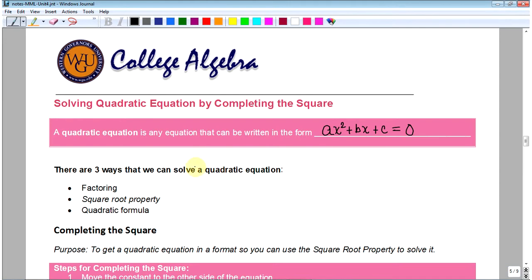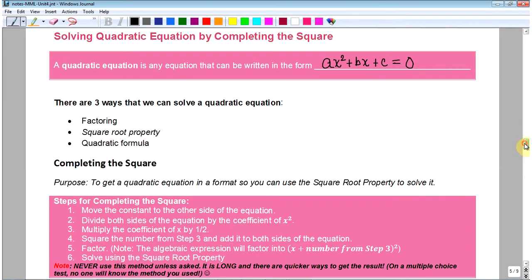Recall that a quadratic equation is any equation that can be written in the form ax squared plus bx plus c equal to 0, where a, b, and c are real numbers. There are three ways that we can solve a quadratic equation: by factoring, by the square root property, and by the quadratic formula. What we're going to learn today is how to get a quadratic equation in a form so that you can use the square root property.